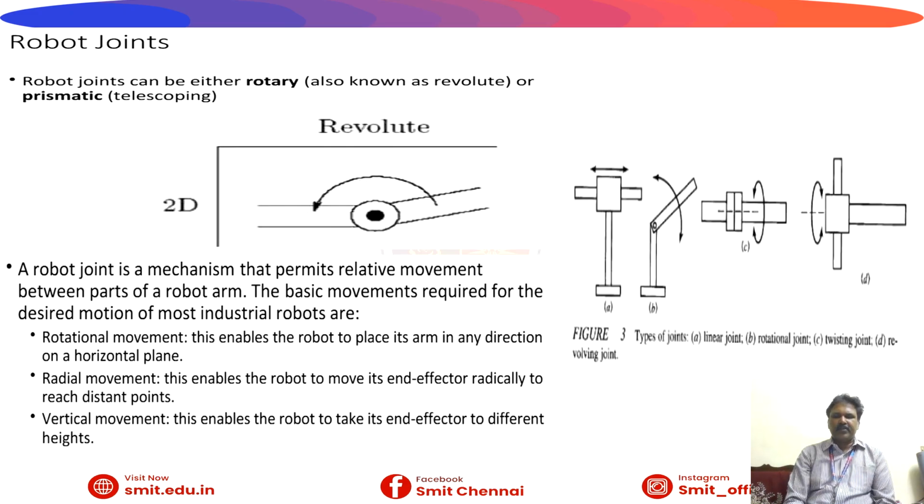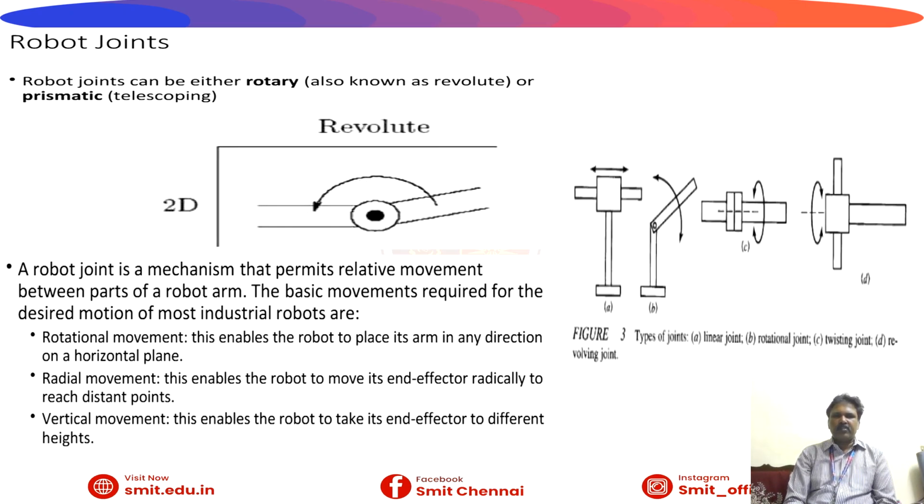Now, the robot joint. A robot joint can be either rotary, also known as revolute, or prismatic, that is telescopic. We can see in the diagram that it is mentioned as revolute. We have two links, link 1 and link 2, with a revolute rotation like that.